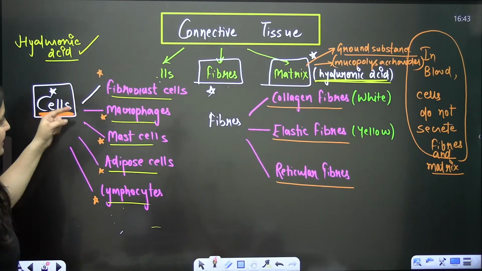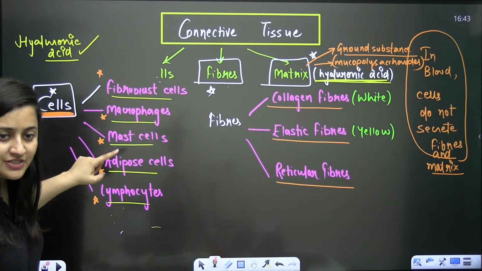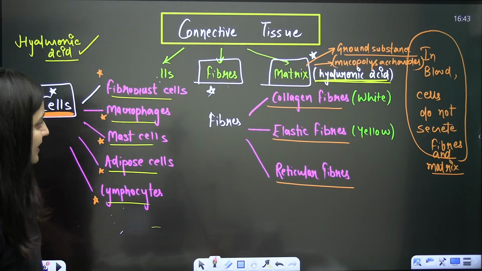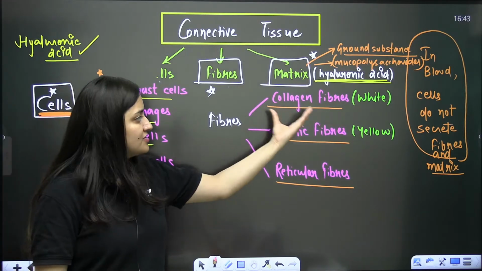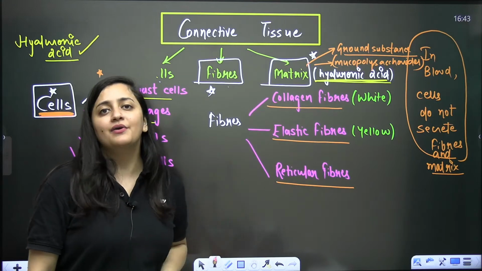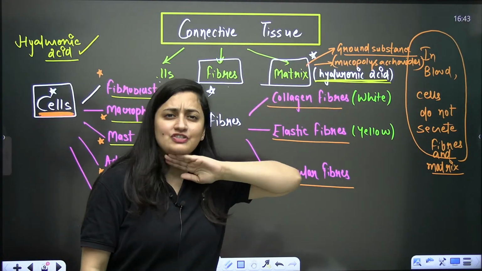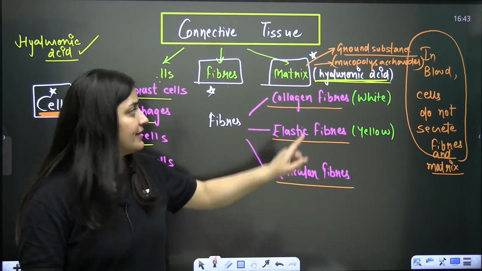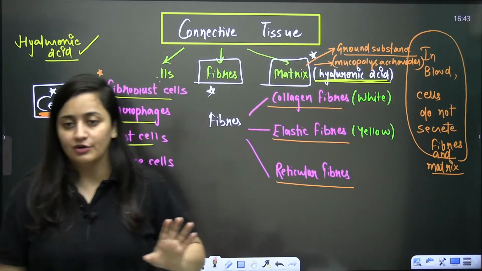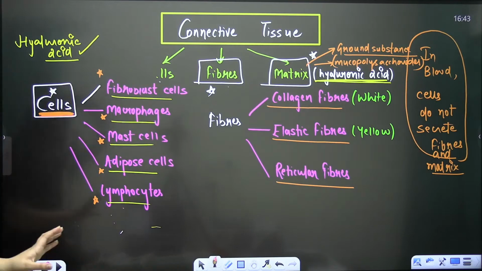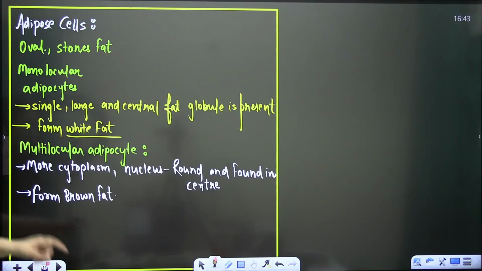And when it comes to the cells, fibroblasts, macrophages, mast cells, adipose cells, and lymphocytes are there. When you talk about the fibers, collagen fibers, elastic fibers, and reticular fibers are there, right? Matrix is a ground substance which is rich with mucopolysaccharides, particularly hyaluronic acid. Done, bache? So cells, their function, okay.